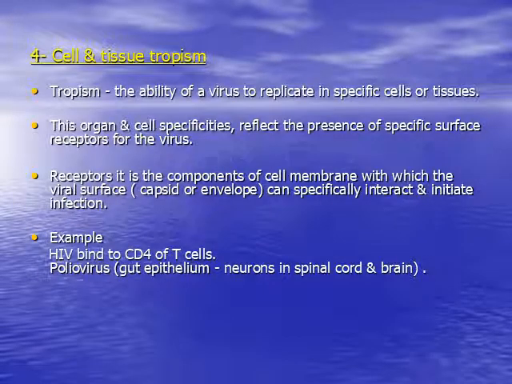Cell and tissue tropism. Tropism is the ability of a virus to replicate in a specific cell or tissue. This organ and cell specificity reflects the presence of a specific surface receptor for the virus.